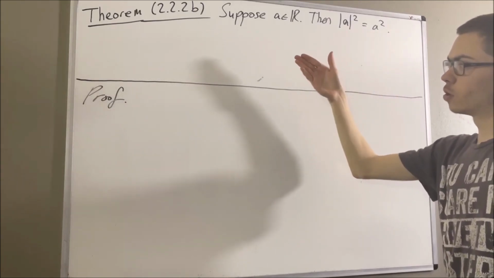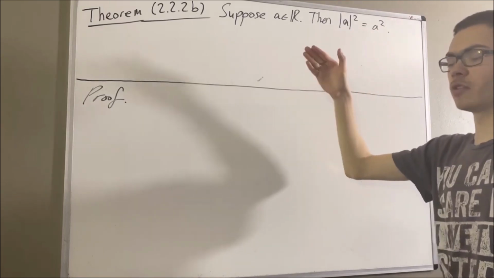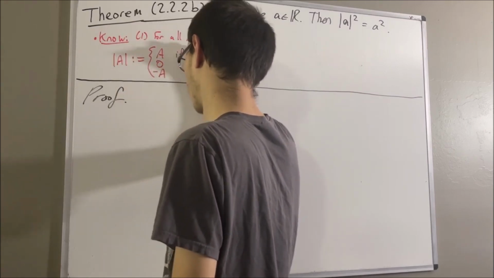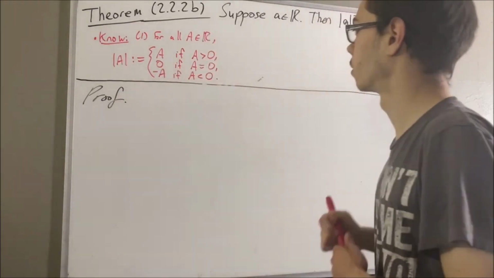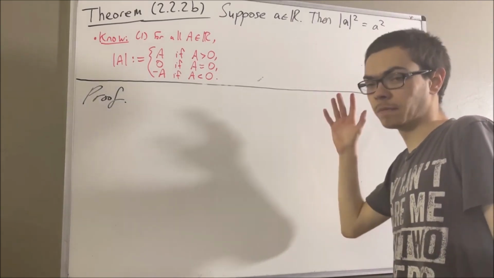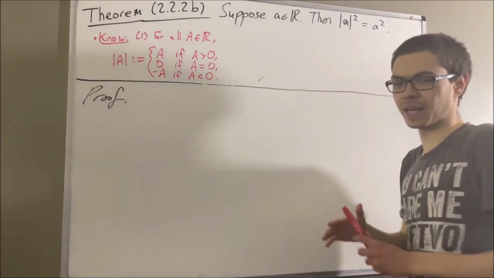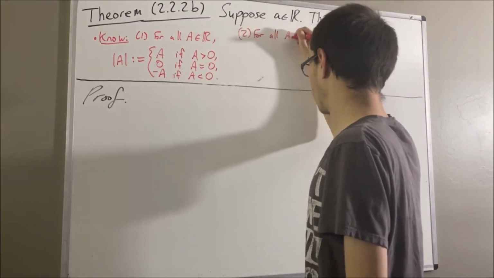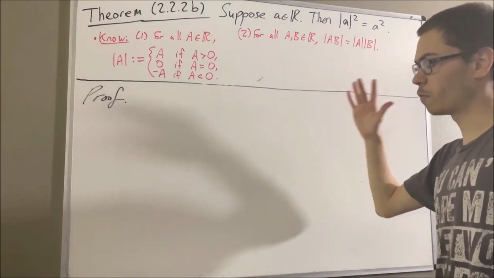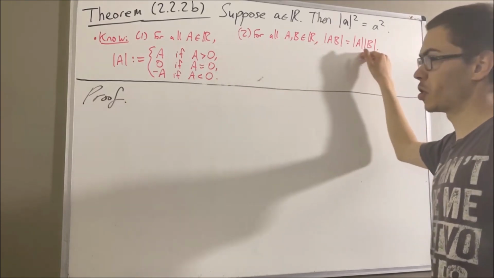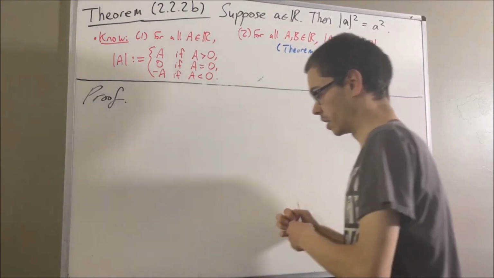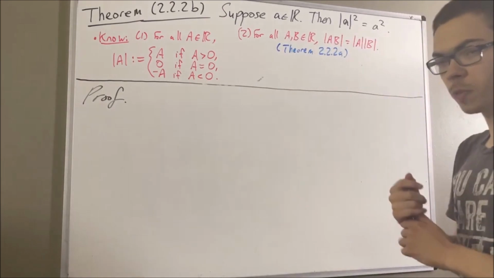The first is that we're going to take the definition of absolute value to be the following. And second, for every two real numbers a and b, the absolute value of a times b is equal to the absolute value of a times the absolute value of b. And in the book that I'm basing this proof off of, this fact is referred to as Theorem 2.2.2a. The book, by the way, is Intro to Real Analysis by Bartle and Sherbert, 4th edition.